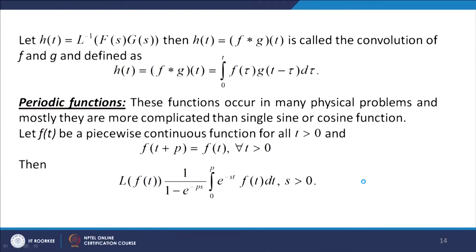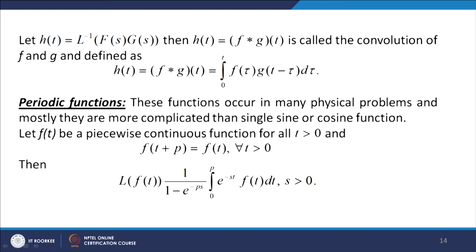We want to determine the inverse of the product of F(s) and G(s). It turns out that if h(t) is the Laplace inverse of F(s) times G(s), then h(t) is the convolution of f and g, defined as the integral from 0 to t of f(tau) g(t minus tau) d tau. So, L inverse of F(s) G(s) is the convolution of f and g. That is why we call it a convolution theorem.